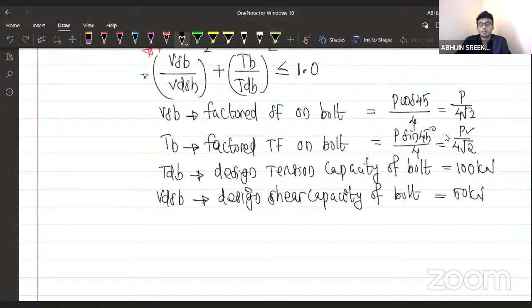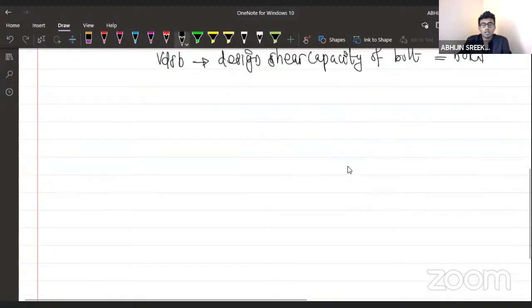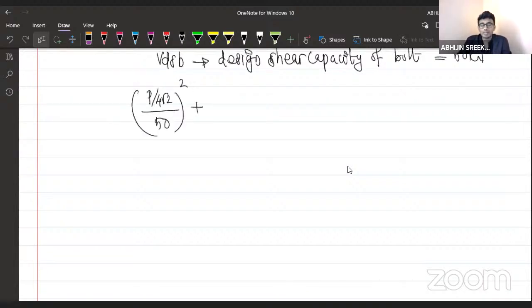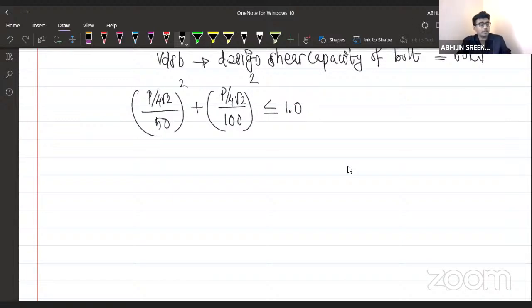Try this question right now. Put all the values. VSB, that is P by 4 root 2, divided by 50, the whole square, plus TB, that is also P by 4 root 2, divided by TDB, that is 100, the whole square, less than or equal to 1.0. And the only unknown here is the P value. I need you people to give me the answer here. What is the value of P? Give me the value. I'll give you some time. Get me the value of P here.